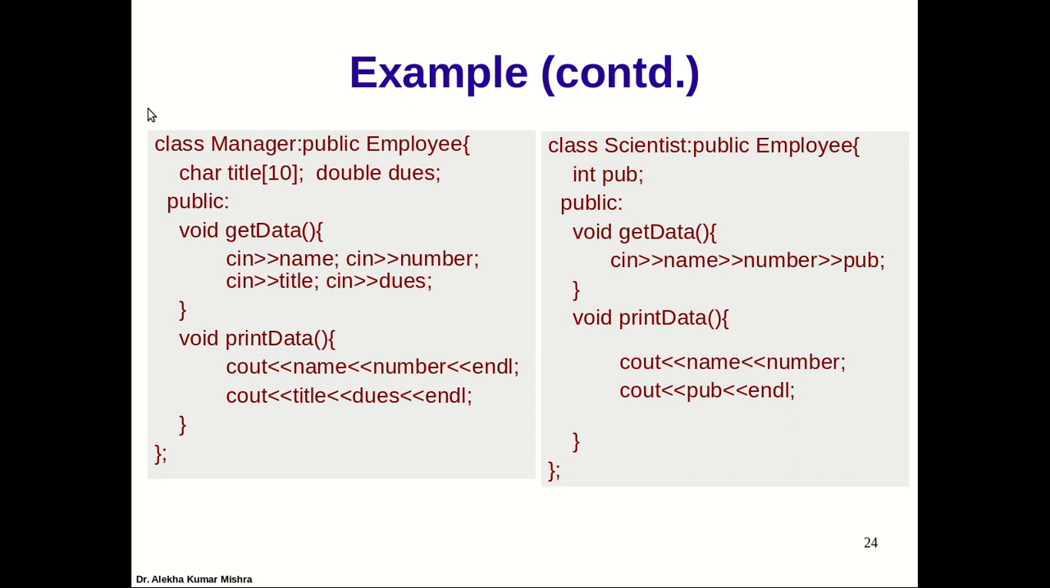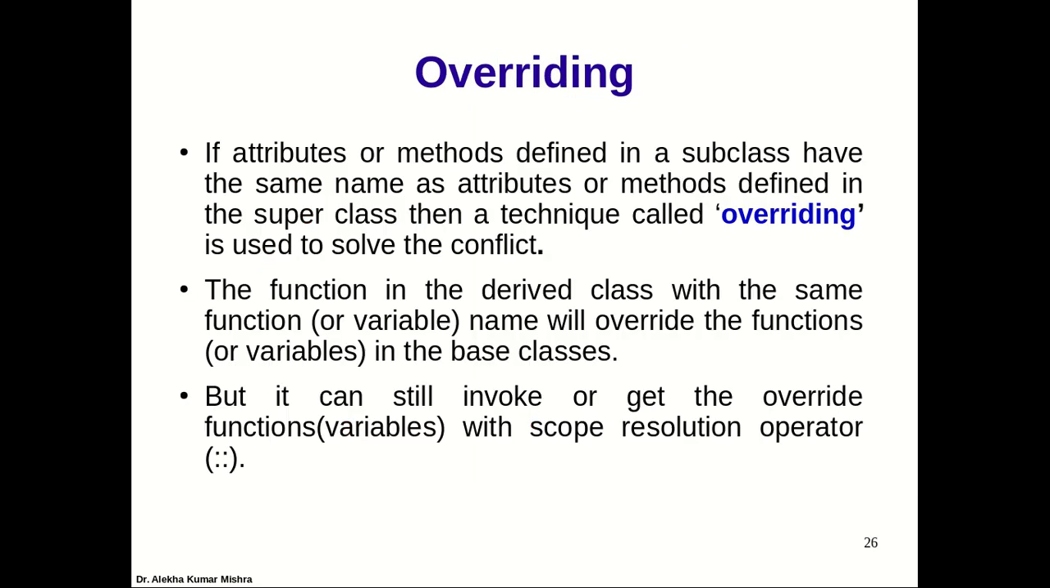Employee has the data members name and number. Manager also has data members with the same names, employee number and the name. So how to resolve it? This conflict is resolved by using the technique that is called overriding.